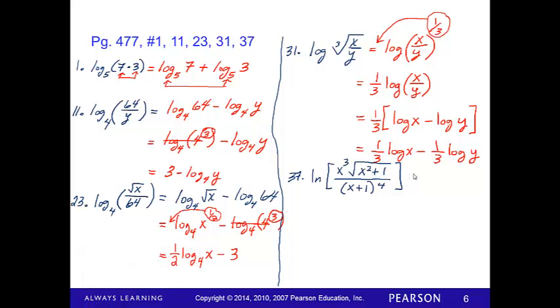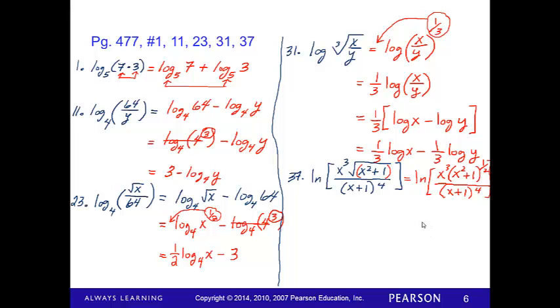Okay, so first thing first, we need to go ahead and rewrite the square root. So that's still the natural log, and this time we have x to the third power times x squared plus 1, all raised to the half power. Because remember, the square root is like saying the half, and all of this is being raised to the half. Divided by x plus 1 raised to the fourth power.